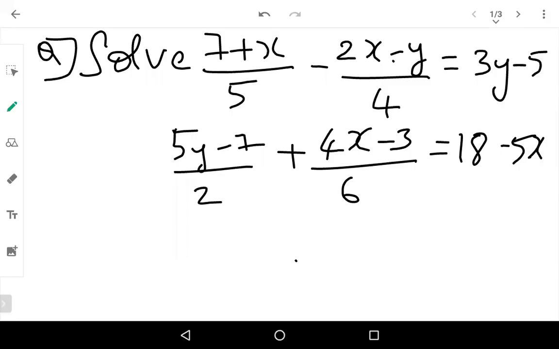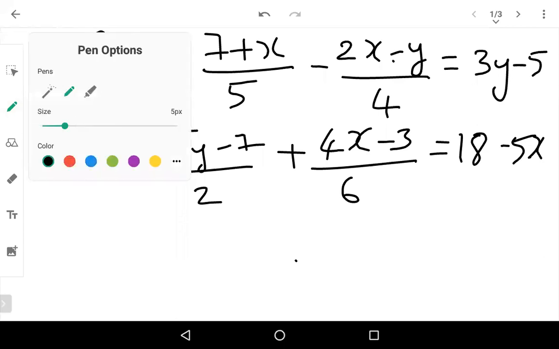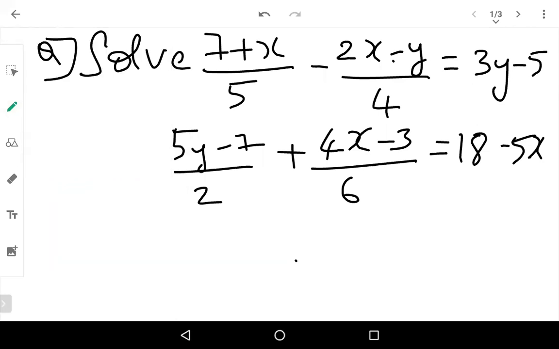So we are supposed to solve these two equations. Out of the two equations, let us take this: (7 + x)/5 - (2x - y)/4 = 3y - 5. Let this be equation number 1. And then (5y - 7)/2 + (4x - 3)/6 = 18 - 5x.